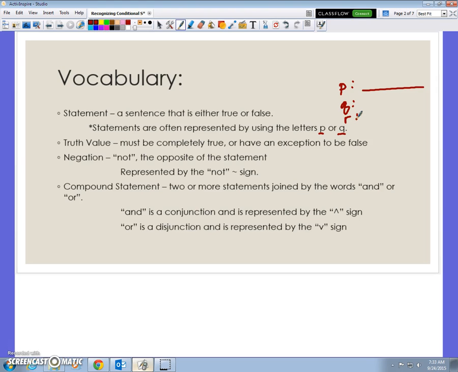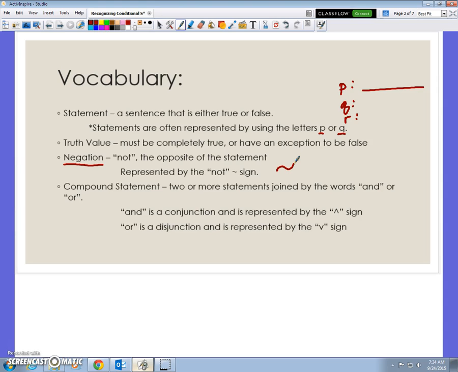Negation. This is a good one. It looks like the word negative a little bit. Negation, not. We use the word not a lot in this next chapter. Basically, if the statement says it is raining, then the negation would be it is not raining. And there's a little squiggle sign. I'm going to write it like this. It's a little not sign.